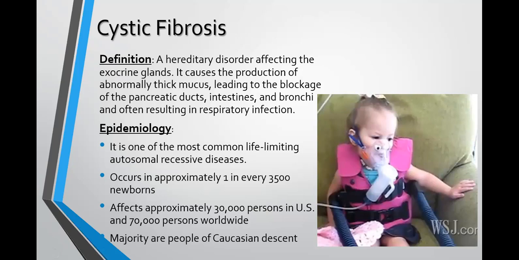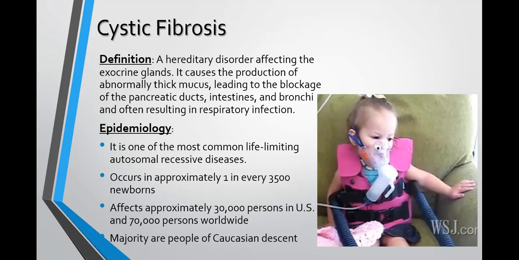We already learned that cystic fibrosis is a very, very debilitating disease. It's hereditary. Cystic fibrosis is a hereditary disorder that affects the exocrine glands, and it causes production of thick mucus, which leads to the blockage of the pancreatic ducts, the intestines, the bronchi, and results in respiratory infection. So not only does cystic fibrosis affect the lungs, but it affects the pancreas. It affects the intestines, right? It affects the reproductive organs as well, right?